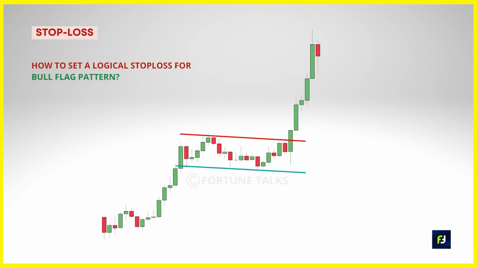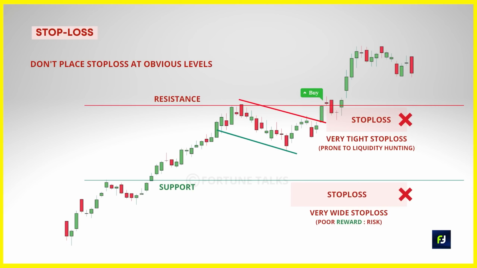Let us now focus on the criteria for setting stop losses. So how to set your stop loss when trading the bull flag pattern? Now you don't want to set your stop loss at obvious levels like supports and resistances, swing highs or lows, etc. And why is that? Because you can get your stop loss hunted easily. It is as obvious a level to you as it is for others, including the smart money. So how do you get a proper stop loss setup?